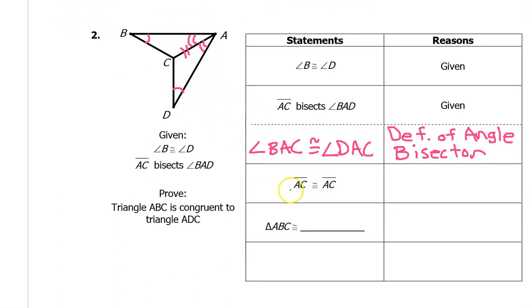When you mark a shared side, the statement is that side is congruent to itself. So AC is congruent to AC. This is the shared side. When you make this silly little statement that something is congruent to itself, that is called the reflexive property. Just memorize that. The reflexive property.